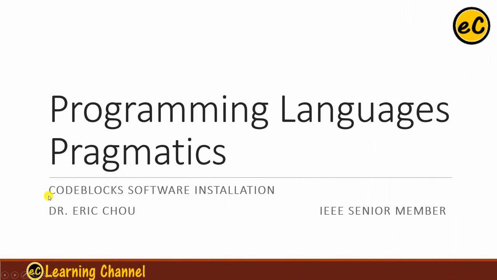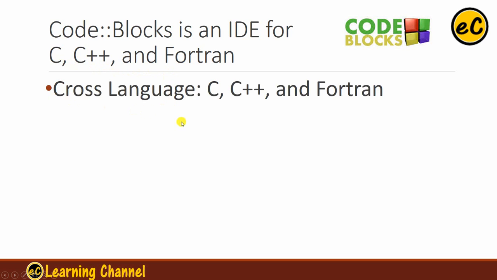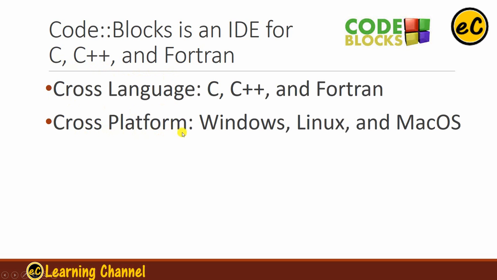In this lecture, I'm going to show you how to install the C compiler and the C IDE, Integrated Development Environment, Code::Blocks software. This Code::Blocks software is useful for C, C++, and Fortran. Code::Blocks is an IDE for cross-language, including C, C++, and Fortran. And it is cross-platform. You can use it for Windows, Linux, and Mac OS.